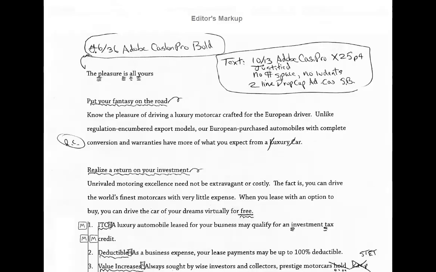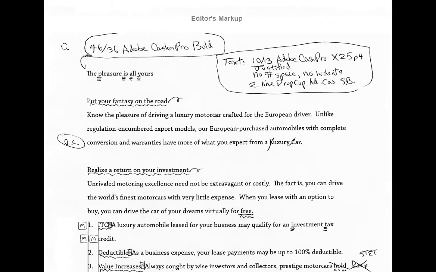This is the editor's markup of the copy from the copywriter. And this is marked up using those standard marks. Starting at the top, the headline is 46/36 Adobe Caslon Pro bold. What does that mean? 46/36 is 46 on 36. 46-point type on a lead of 36 points.